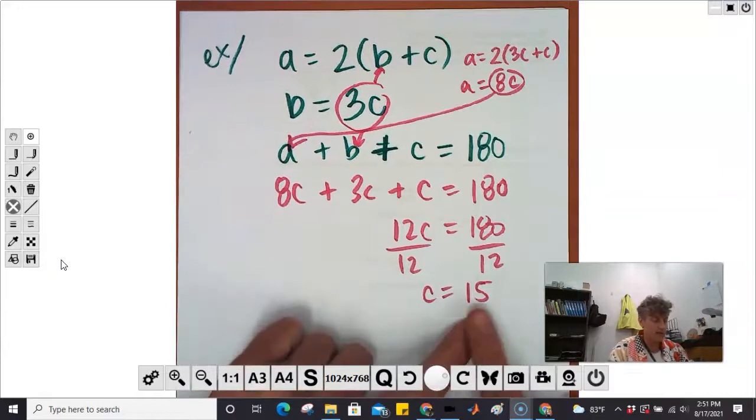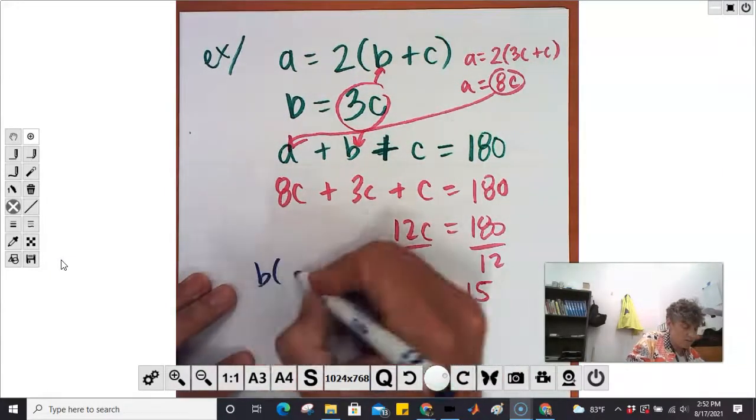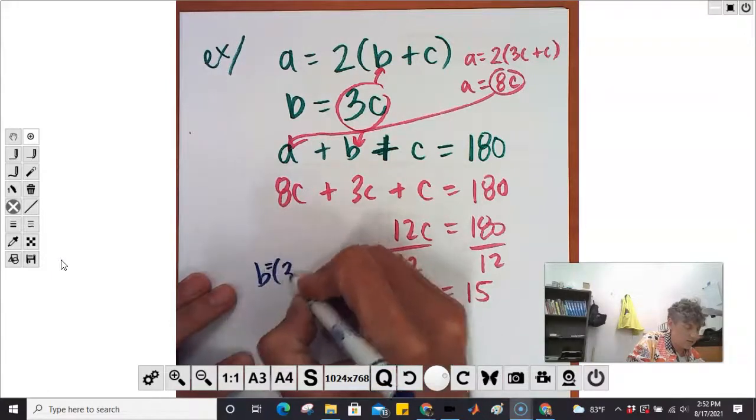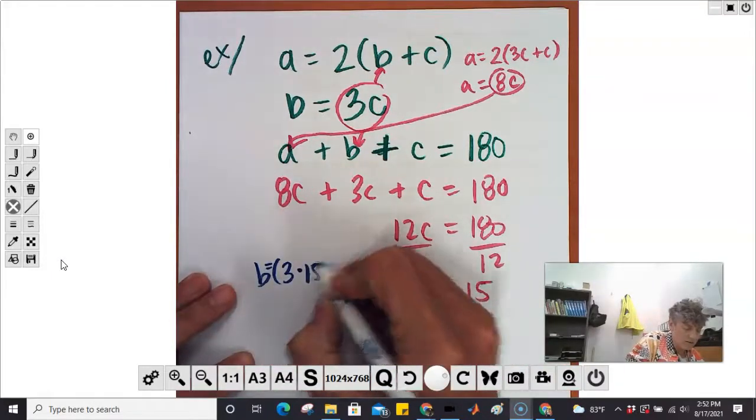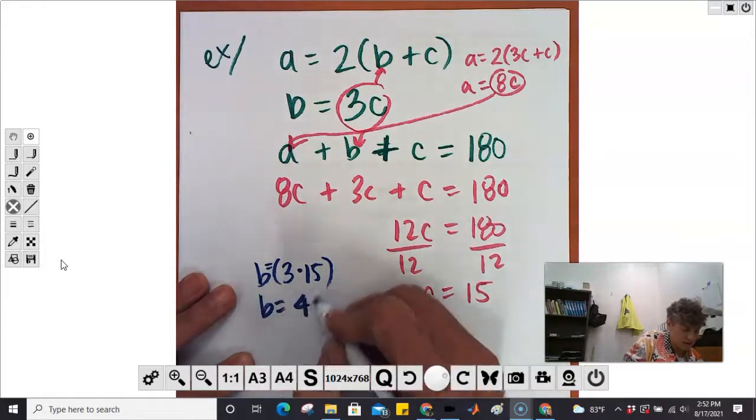I can plug that in here for B. So B is going to equal 3 times 15. 3 times 15 is 45.